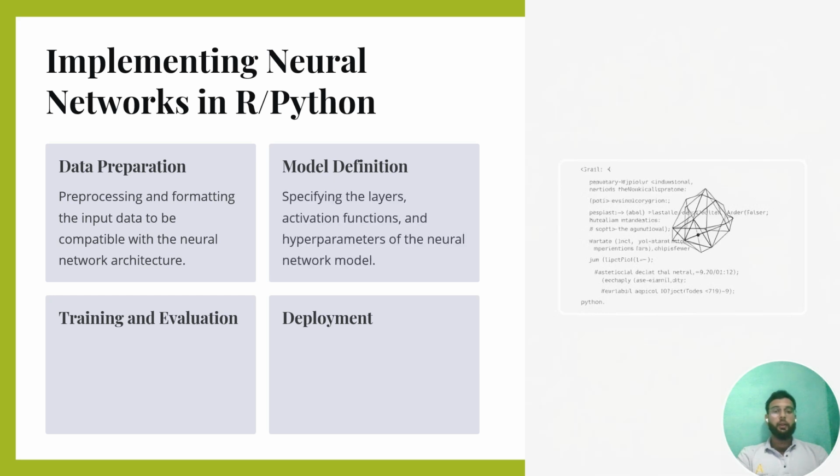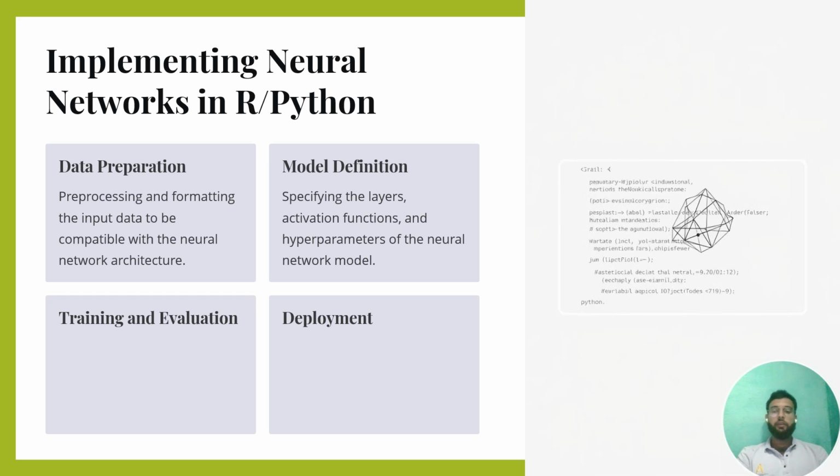Second is the model definition. We specify the layers, activation functions, and hyperparameters of the neural network models. Means we'll build different functions, different blocks of code, so that we have clear code in our language. Means we can write different blocks in R or Python, different functions, which makes our network more compatible to use.